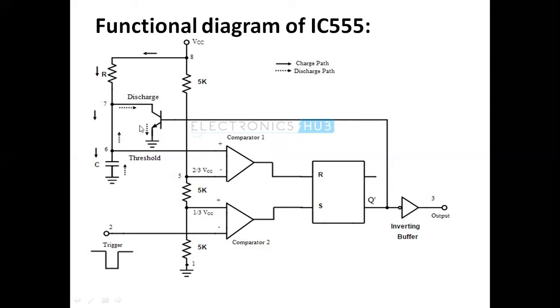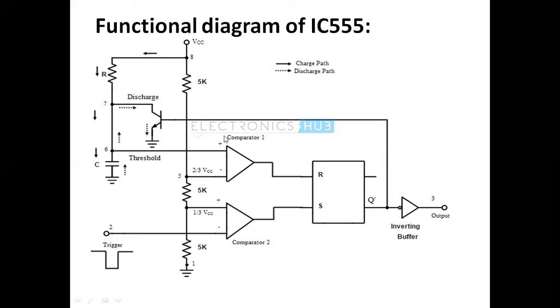If it is off, then the capacitor is free from the transistor path and it starts charging towards VCC through the resistance R. While charging, the moment the capacitor crosses 2 by 3 VCC, the output of comparator 1 becomes high, because here we have a voltage greater than 2 by 3 VCC, compared with the 2 by 3 VCC reference voltage.